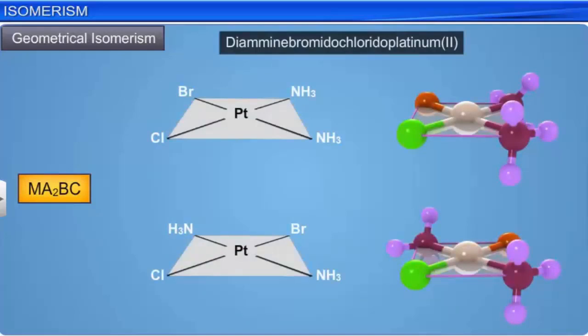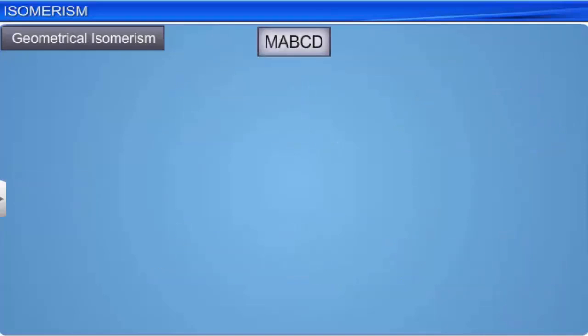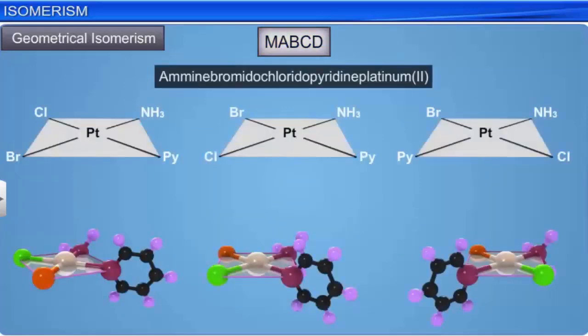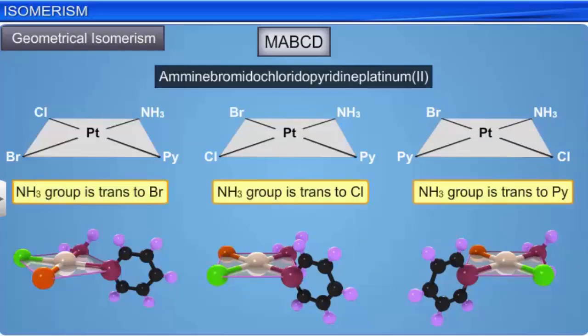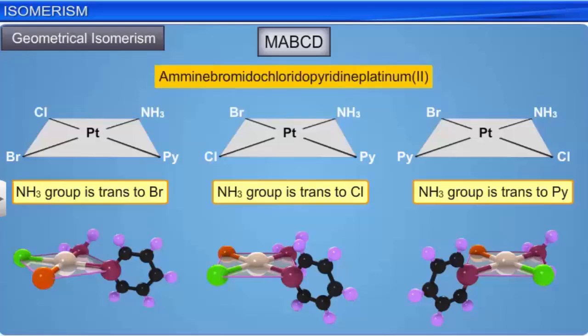Another type of square planar complex is the Mabcd type. Platinum(II) forms a number of complexes of this type. Such complexes exist in 3 isomeric forms. For example, amine bromidochloridopyridine platinum(II). The 3 isomers of this complex can be seen here.